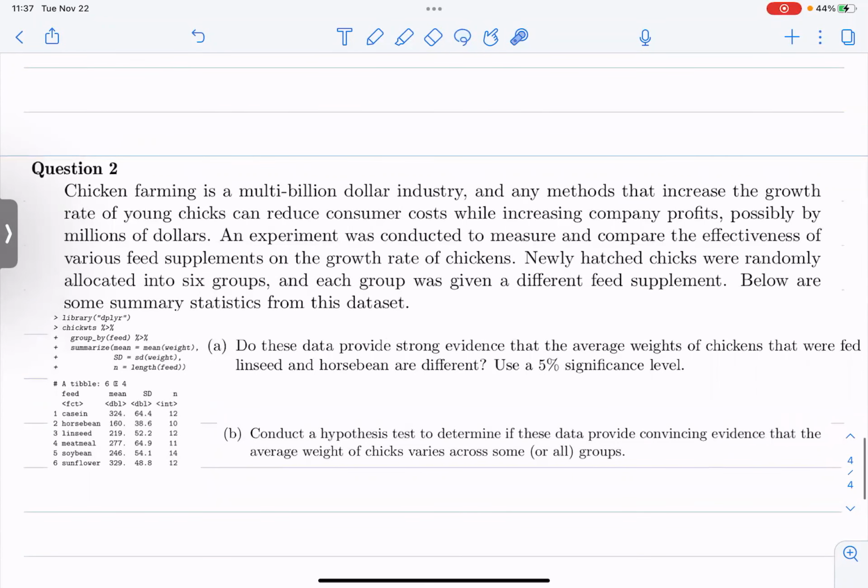Chicken farming. And this is the one that I posted that RMD file for, just so you can see kind of how you would do that analysis. Chicken farming is a multi-billion-dollar industry, and any methods that increase the growth rate of young chicks can reduce consumer costs while increasing company profits, possibly by millions of dollars. Cruel world. An experiment was conducted to measure and compare the effectiveness of various feed supplements on the growth rate of chickens. Newly hatched chicks were randomly allocated into 6 groups, and each group was given a different feed supplement. Below are some summary statistics from this data set.